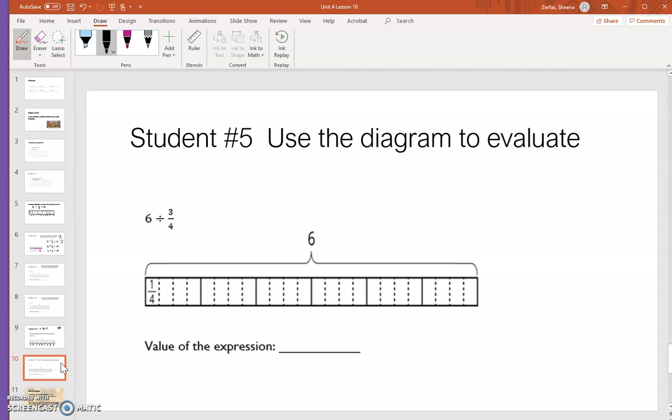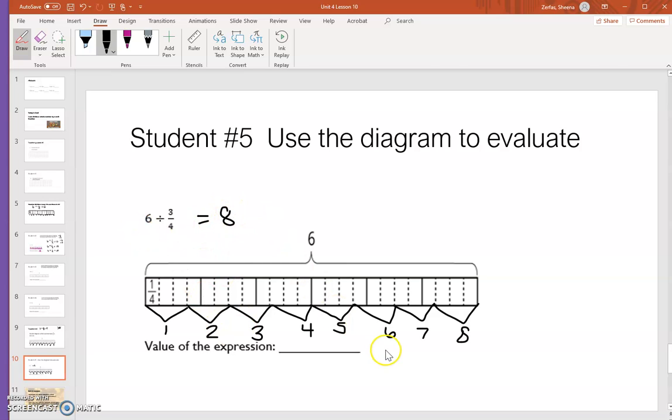Again, this has the wholes already split, so I'm dividing by 3/4. So I'm just going to be counting out 3/4 based on this diagram. So this is 1/4, 2/4, 3/4, 1/4, 2/4, 3/4. 1, 2, 3. That's group 3. This is group 4. 3/4 there is 5. 6. 1, 2, 3. 7, and we end here 1, 2, 3, 8 groups. So 6 divided by 3/4 is 8.